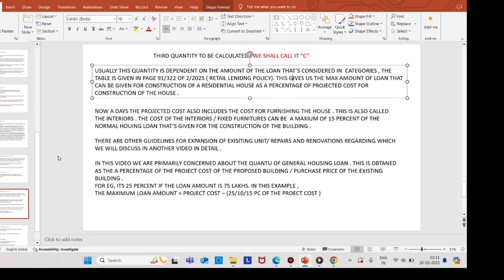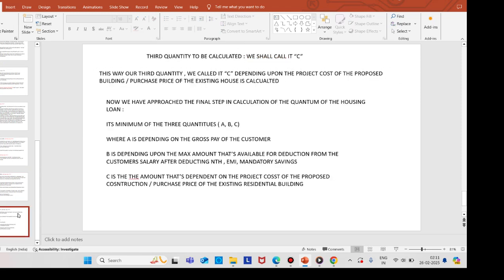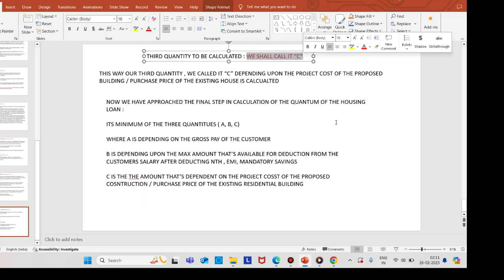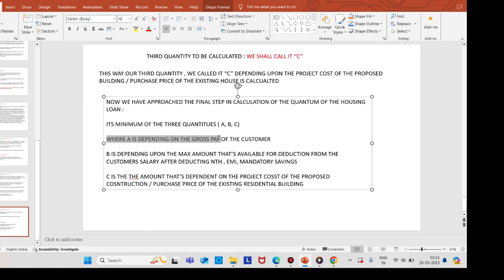So by this time we have calculated quantity A, quantity B, and quantity C. Quantity A, which we derived using a simple formula, is 72 into the gross pay of the latest month, where the latest month's salary considered is the regular income, without considering any abrupt or abnormal increases in salary, like PLI or LFC. We are not going to consider all those abrupt increases. We are only considering the regular or minimum income obtained by the customer every month. That is quantity A, depending upon the gross pay, and quantity B depends upon the net pay of the customer.